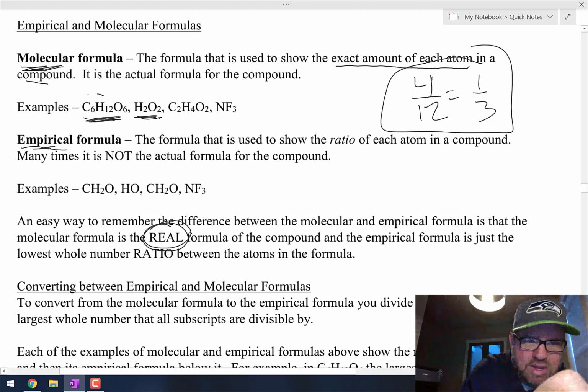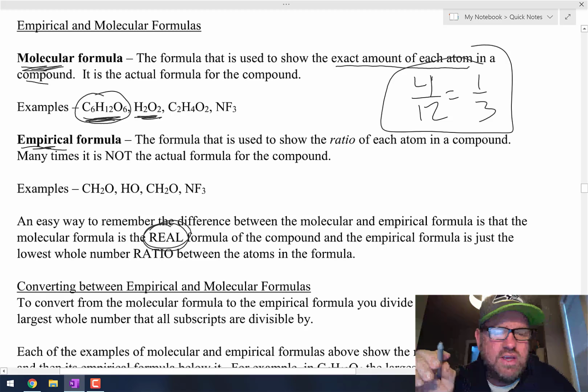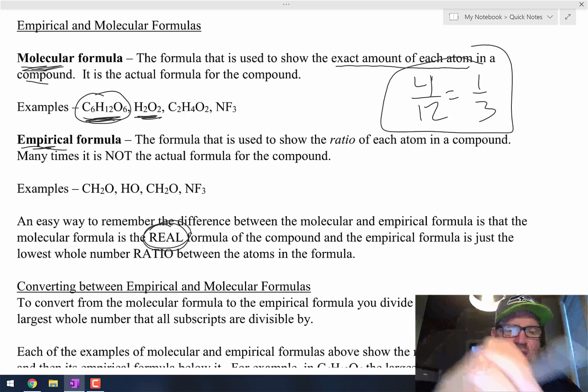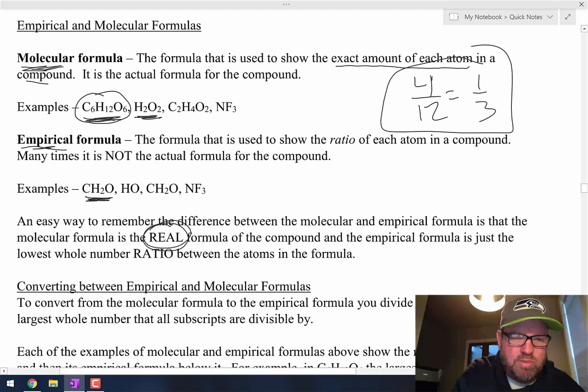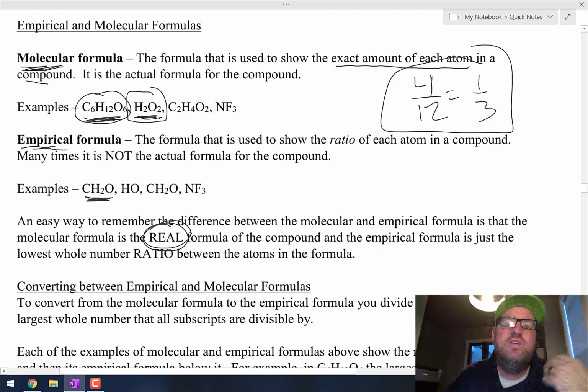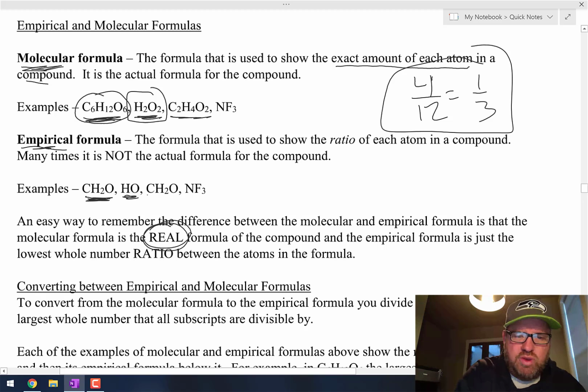So we look at something like glucose here and we go, okay, glucose C6H12O6. What's the biggest number that will go into all three of those numbers is the number 6. So we divide everything by 6, and what do we get for the empirical formula? Just CH2O. Okay, with hydrogen peroxide, they both have 2's, so we can divide them both by 2's, and what do you end up with? Just HO. With C2H4O2, again, what's the biggest number that goes into all of those? Is the number 2, so we just cut all those numbers in half, and we get CH2O.